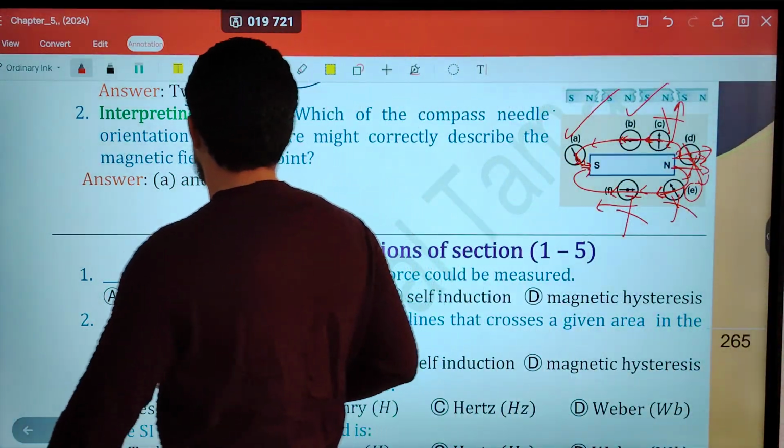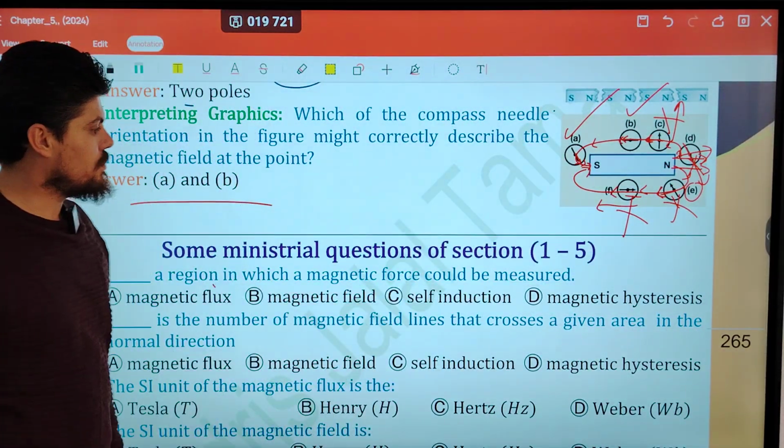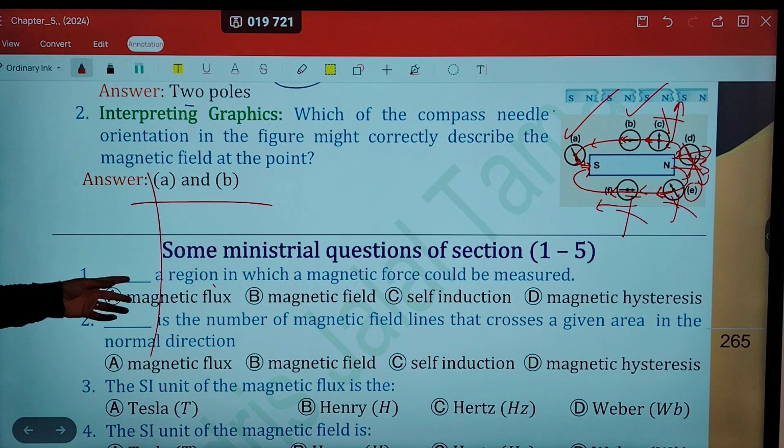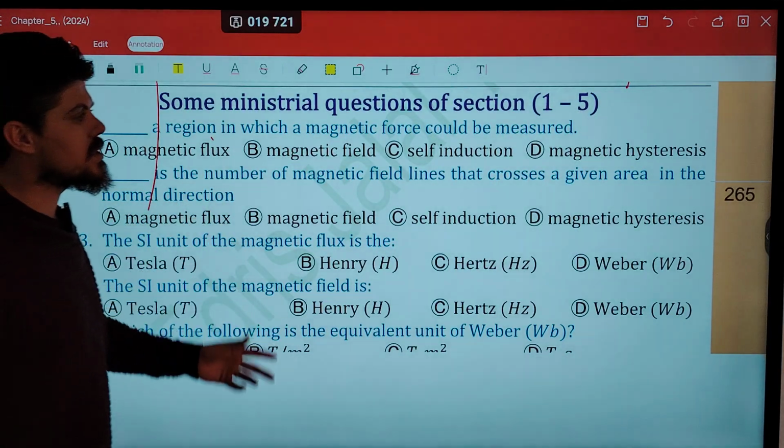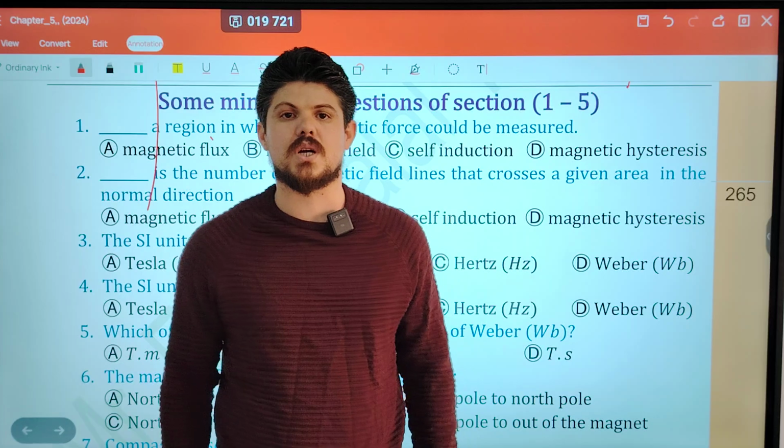This is a very good question. The correct answer is only compass A and compass B. So here we have some Wazari questions about section 1. That's all about section 1 in chapter 5, inshallah.